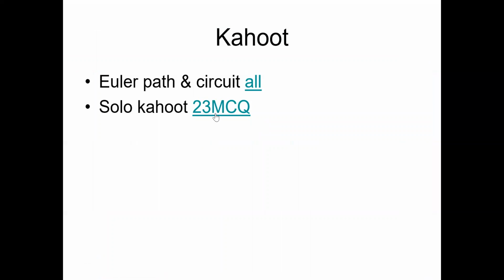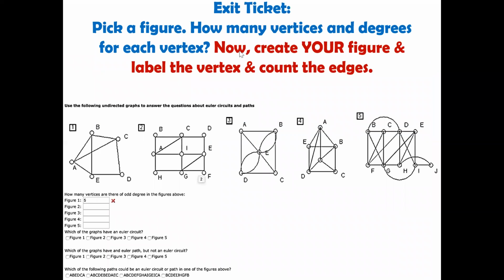All right, you guys, we are pretty much done. Your exit ticket today is going to be to pick a figure. How many vertices and degrees for each of the vertices? Like figure 1 has 5 vertices, and they are labeled for odd and even. So for this one, there's 3. This one, 1, 2, 3. C, there's 1, 2, 3. D is a 2 and E is a 3. So I want you guys to do that for figures 2, 3, 4, and 5.